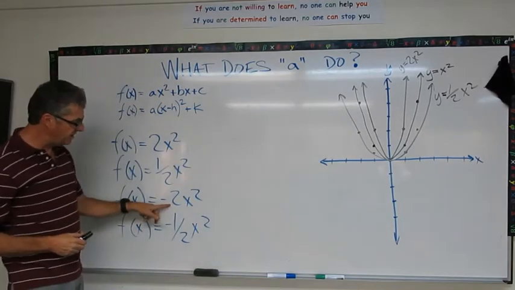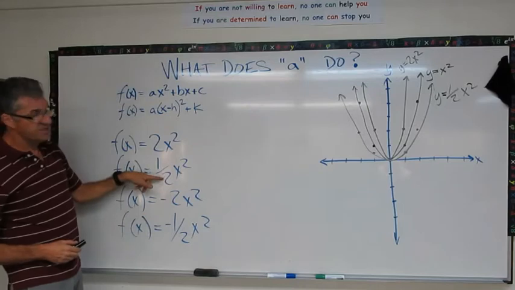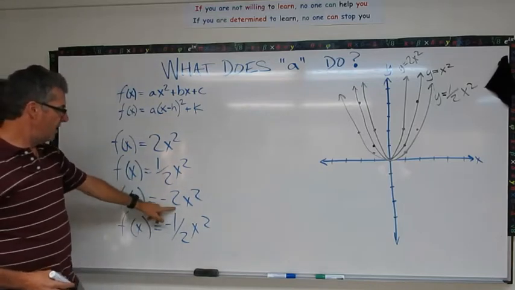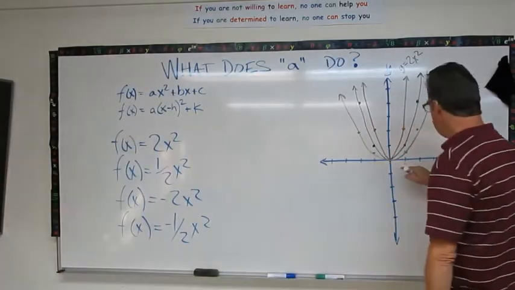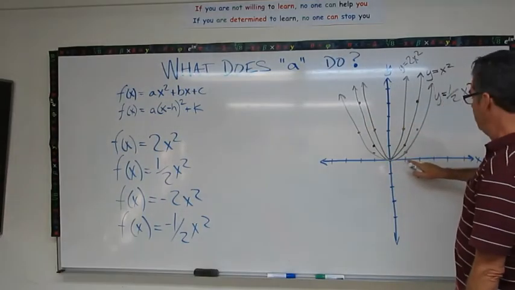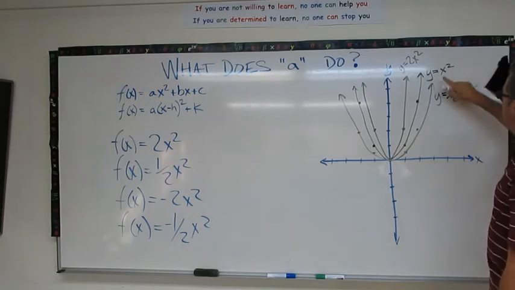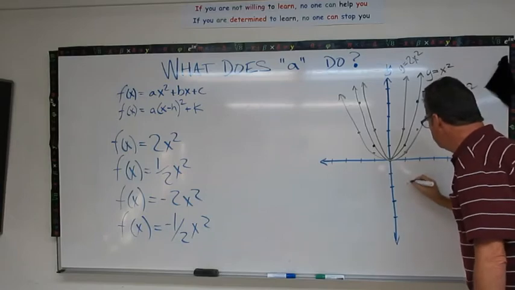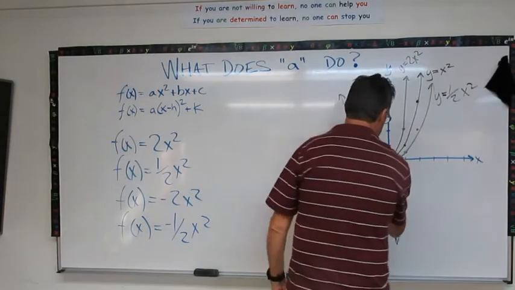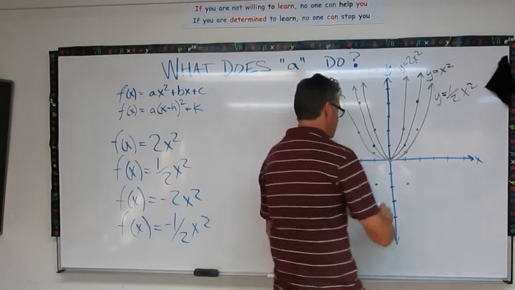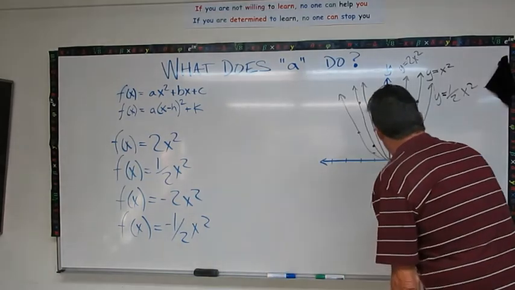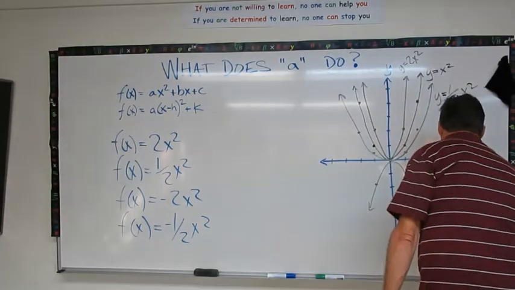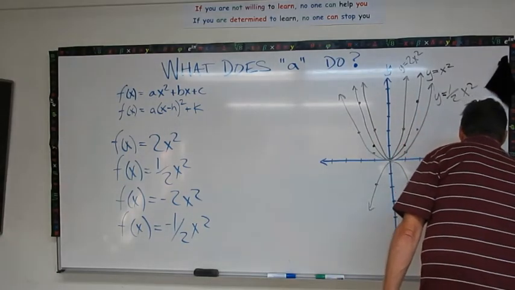I'm going to go a little faster because the process is the same that we just did for these. It's just going to open downward. Okay? So negative 2x squared. I put in 1 for my x, and then it gets squared to 1. It's going to get multiplied by negative 2. So I'm going to have 1, negative 2, and negative 1, negative 2. So this parabola is going to look like that. So this is y equals negative 2x squared.